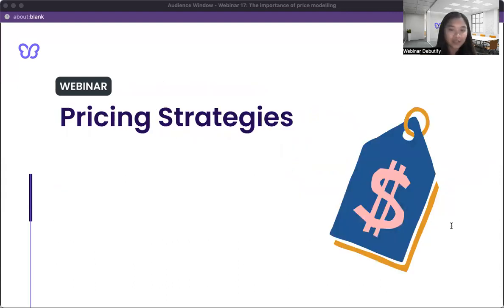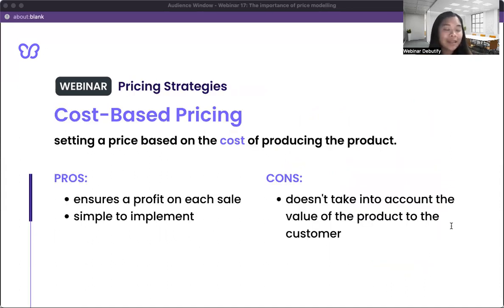So let's dive into the different pricing strategies that you can use to help you succeed in a saturated market. First up is cost-based pricing. This strategy involves setting a price based on the cost of producing the product. The advantage of this strategy is that it ensures that you make a profit on each sale, and it's very simple to implement. However, the downside is that it doesn't take into account the actual value that your product gives to the customer. This can result in pricing your product too high or too low.